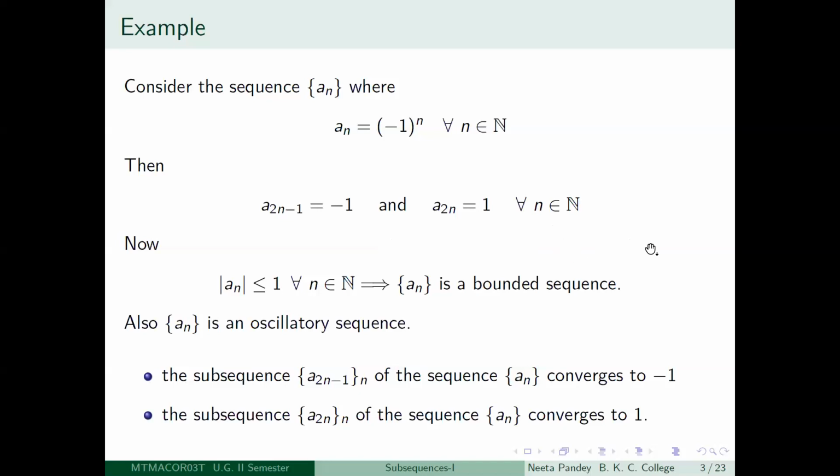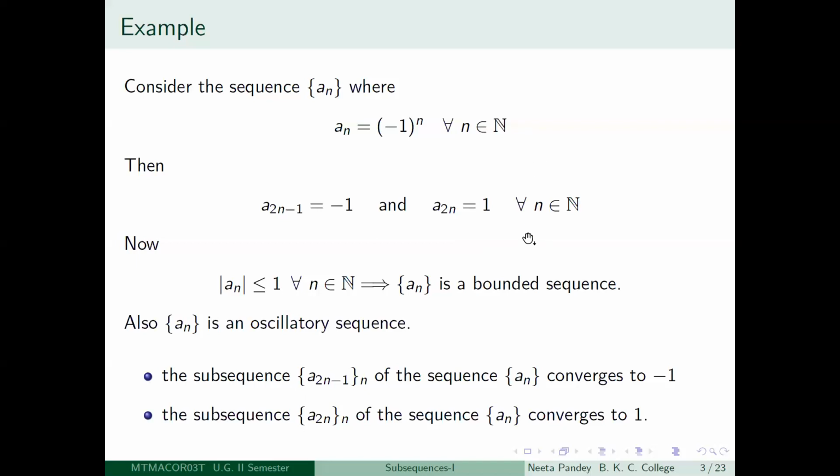Then you will get 4 into 3 plus 2. So that is 14, right? So the A14th term. So you are getting a subsequence, all of whose terms are the 4n plus 2th term of the original sequence. So that is different from the subsequence which consists of all even terms, right?